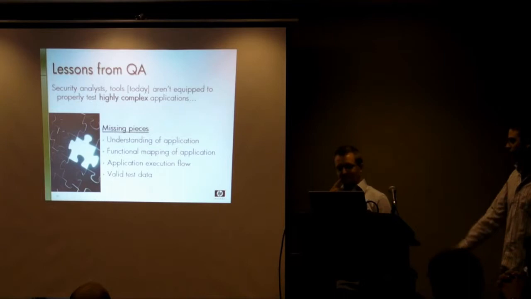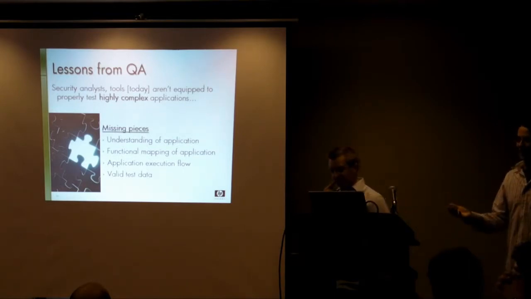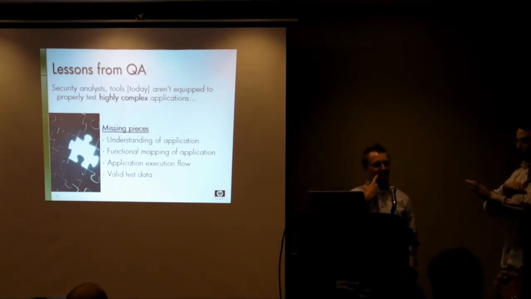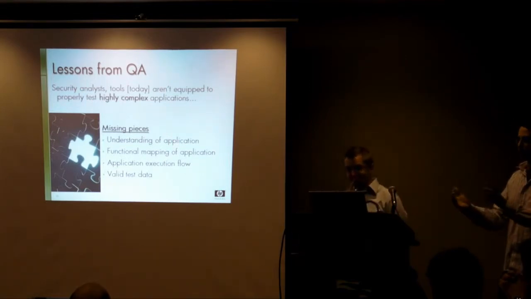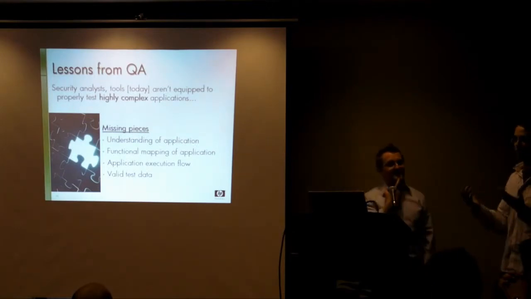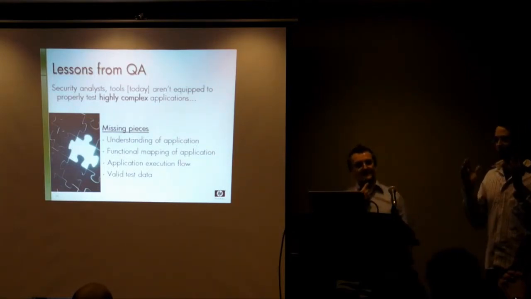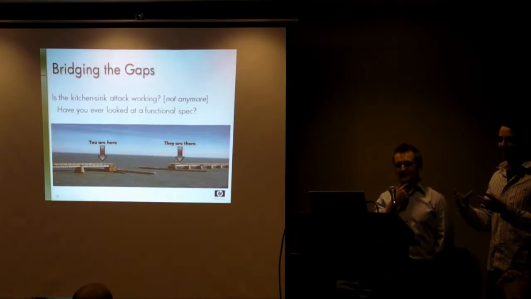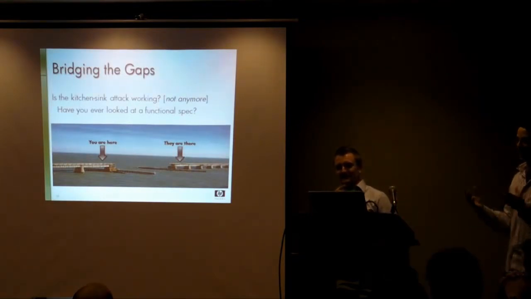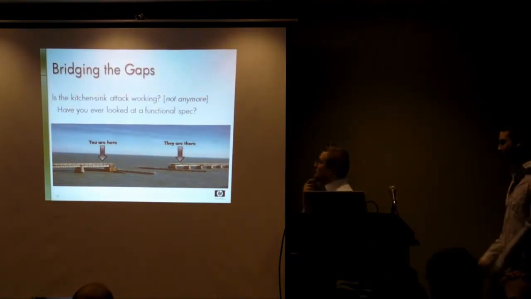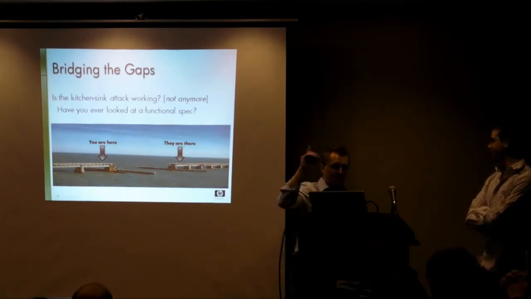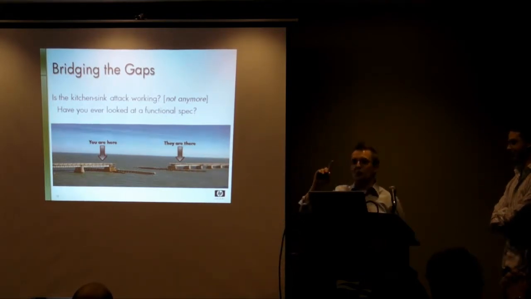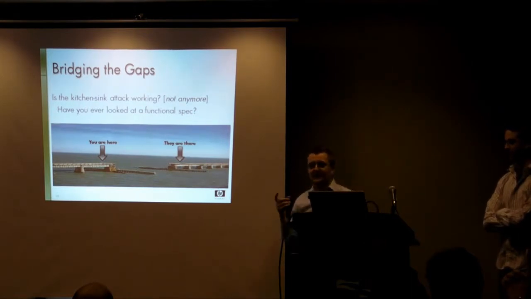Right? But QA, they've got this functional spec. It's just like, this is all the ways I should be going through this, right? So that's the happy path, right? But security, we care about the unhappy path, right? So it's not just the happy path, but we really need to cover the happy paths too, right? If we're only covering the unhappy stuff, that's not very helpful either. So is the kitchen sink attack working? I would postulate the answer is not anymore. It's slowly ceasing to be effective.